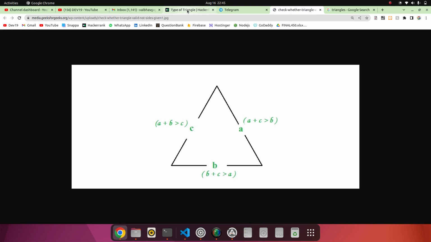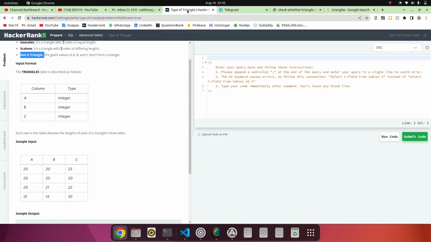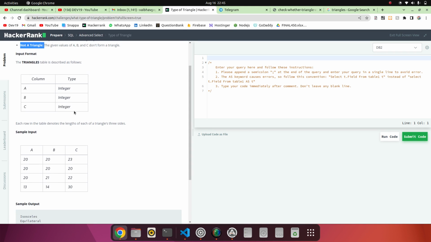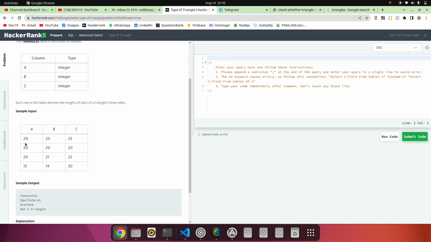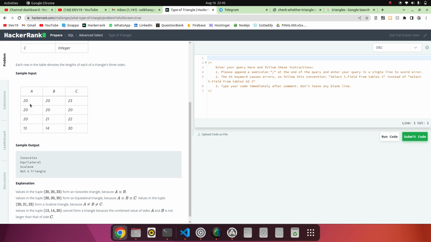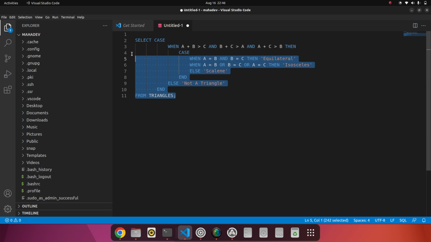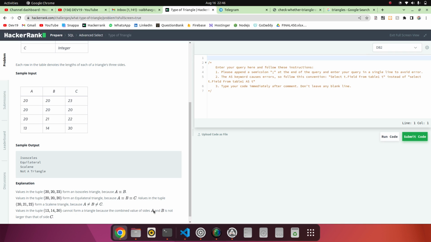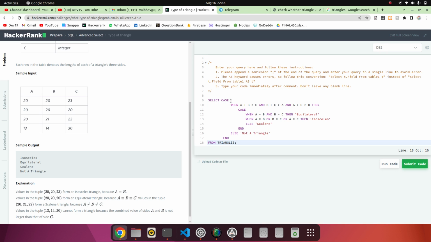Now we will move to our question and the answer. On the basis of these A, B, C rows, we have to define which type of triangle each row is. I will not waste your time writing the code. I will directly put the code and show you the thinking behind it.